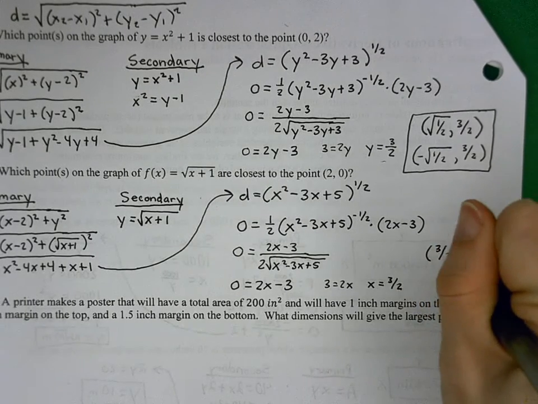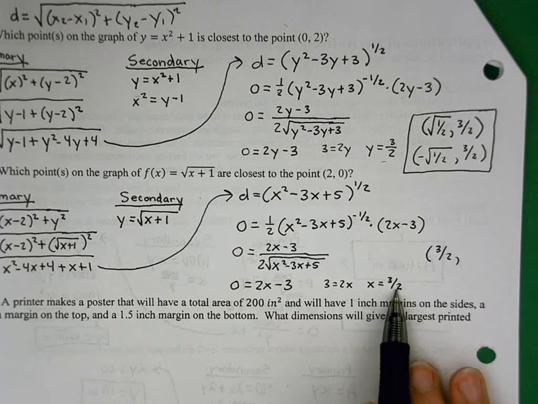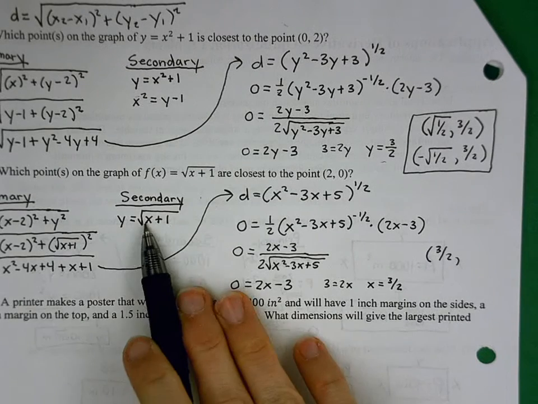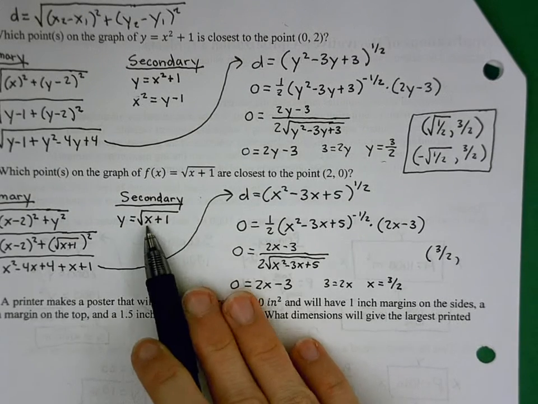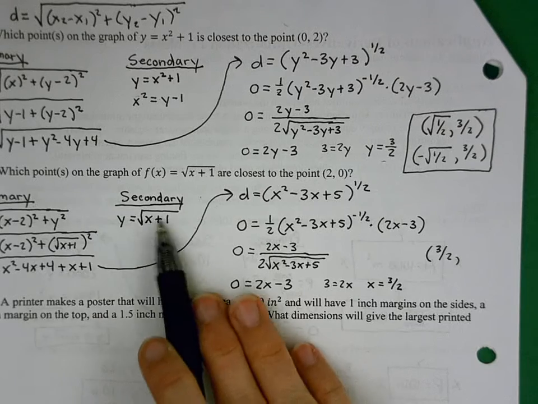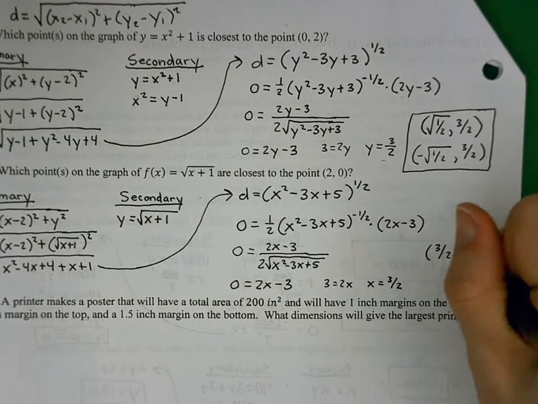When I take this 3/2 and I plug it in here, I get root 3/2 plus 1, which 3/2 plus 1 is 5/2, and so this is root 5/2.